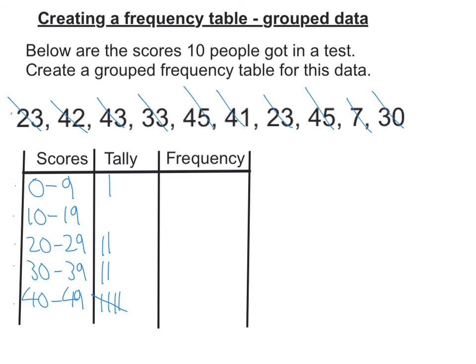Now let's add up my tally. So one person got between 0 and 9. No one got between 10 and 19. 2 each between those two, and 5 in that last one. So there's my frequency table.